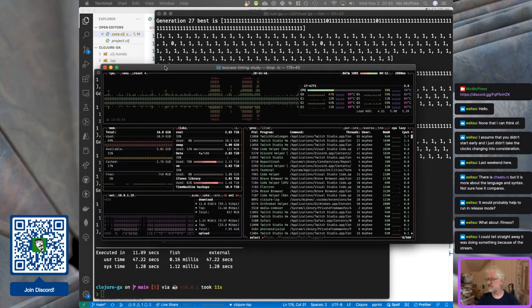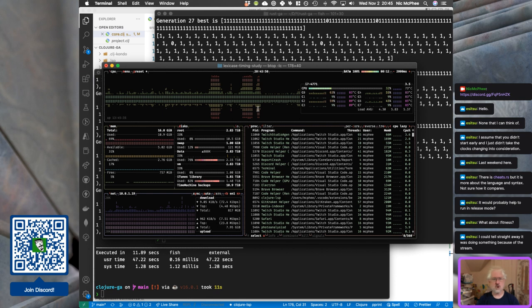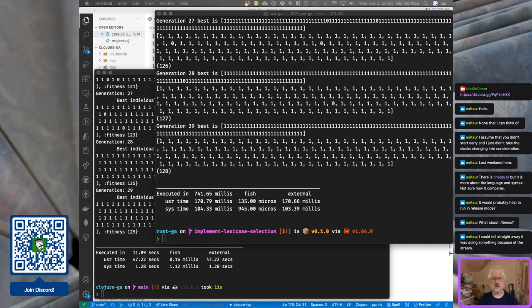So this blurb here, that is the Clojure run. And this section here, I think this little tiny hiccup here is the Rust run. And this widening here is because I moved BTOP over, which means I'm giving the streaming software a little more something to work with. So this says we did 100 individuals for 30 generations in 740 milliseconds versus 12 seconds.